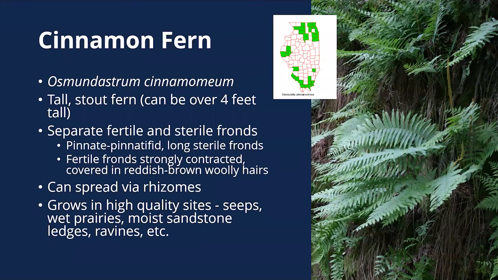So if you get that leafy frond and flip it over and you see any sori growing on it, then you know it's not going to be a cinnamon fern because all of its sori are on those little spikes, those fertile fronds. So the sterile fronds are pinnate pinnatifid, and again, very long. If you flip them over, on the underside they may have some little rusty or orangey or cinnamon colored woolly hairs here and there, but the fertile frond itself is really contracted, really tight, and then full of those woolly reddish brown hairs. This one can spread a bit by rhizomes, and it really grows in more high quality sites.